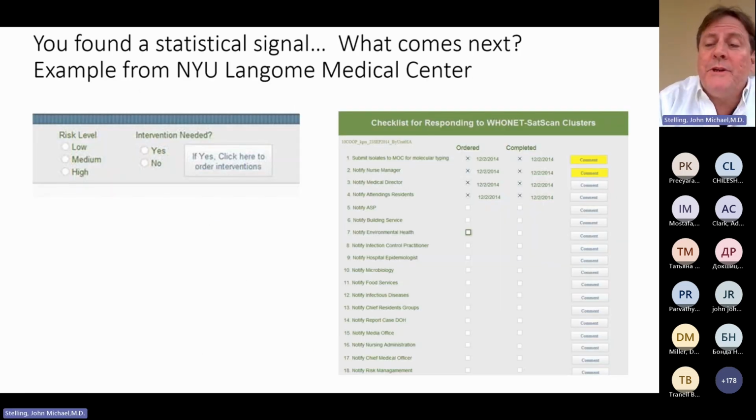Once SaTScan is finished, what do you do next? SaTScan is there to help you find clusters. This is an example from NYU Medical Center in New York City, and they take the WHONET-SaTScan results and decide high, medium, low risk. Do we need an intervention? And they can say, let's do molecular typing. Let's contact food services. Let's do some extra swabbing. So SaTScan is only the beginning to find you these potential concerns that might be quality issues, that might be outbreak issues. So New York Medical Center has done a nice systematic way going forward on how to investigate and work up and confirm and respond to potential outbreaks.